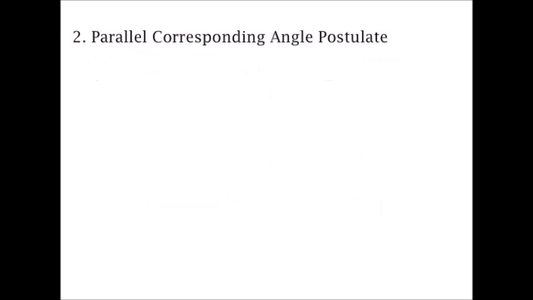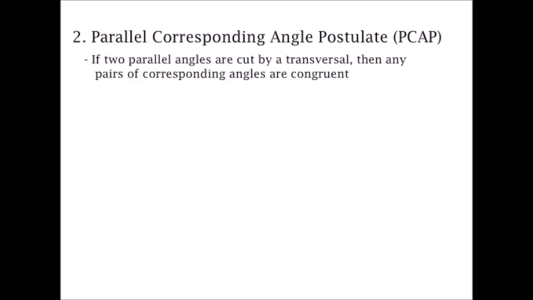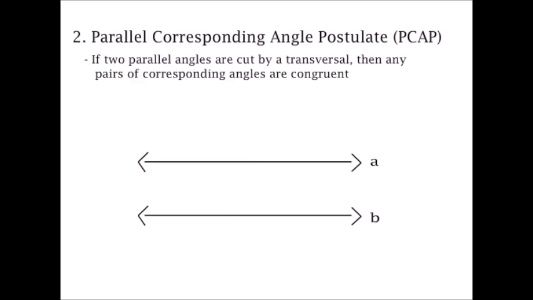Next is the parallel corresponding angle postulate, or the PCAP, which states that if two parallel lines are cut by a transversal, then any pairs of corresponding angles are congruent. So if lines A and B are parallel and C is a transversal, then the measures of angles 2 and 6 are equal and the measures of angles 3 and 8 are equal.